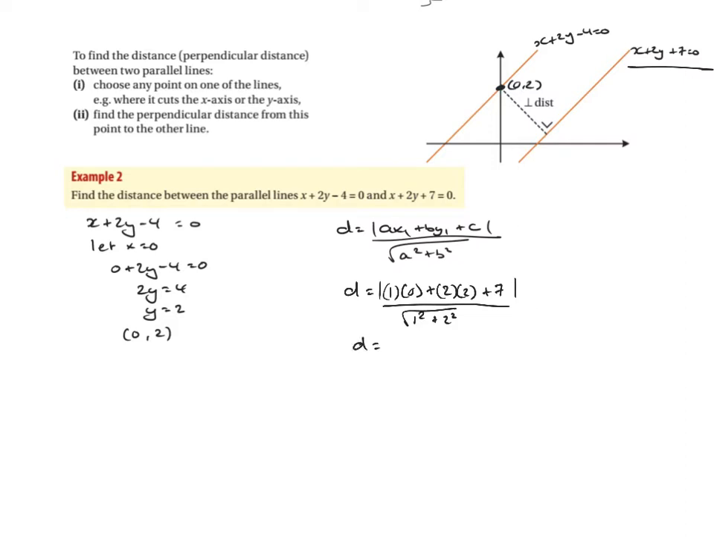Work out the top, so we've got d is equal to |0 plus 4 plus 7|, so we've got 11 on the top, modulus. All over 1 squared plus 2 squared is 5, so we have the square root of 5, and the modulus of 11 is just 11, so d is 11 over root 5, and we're done.